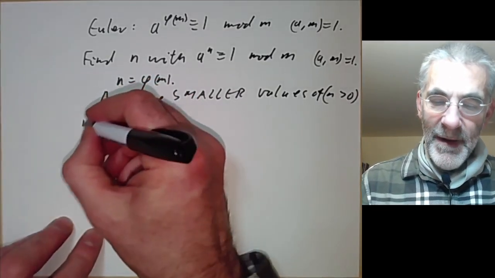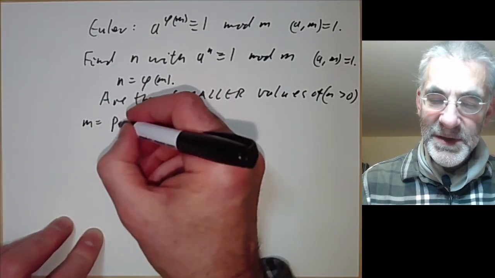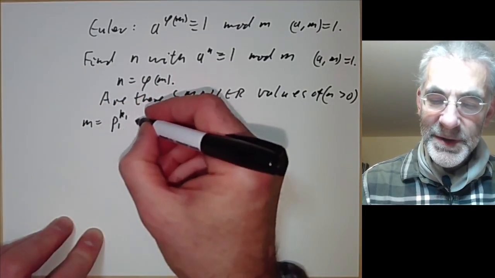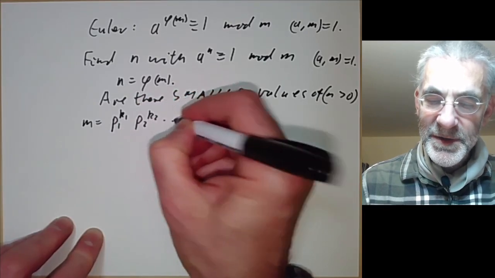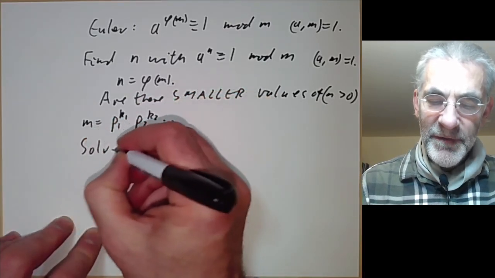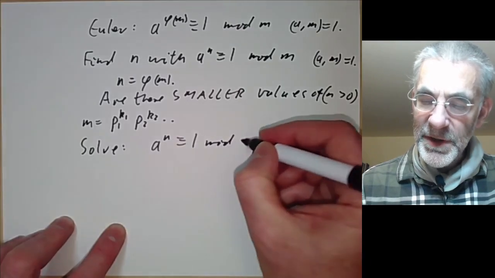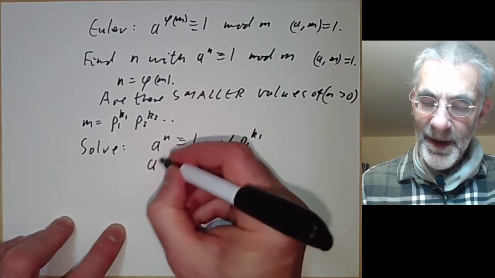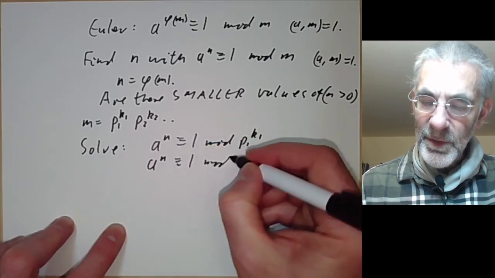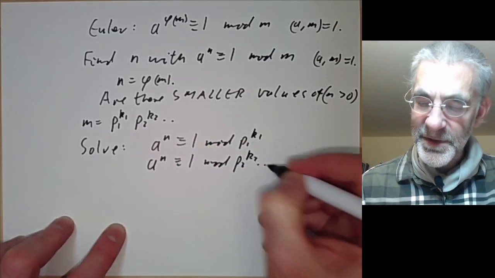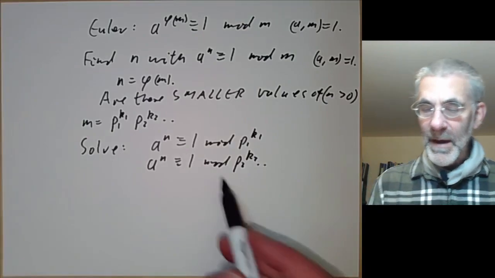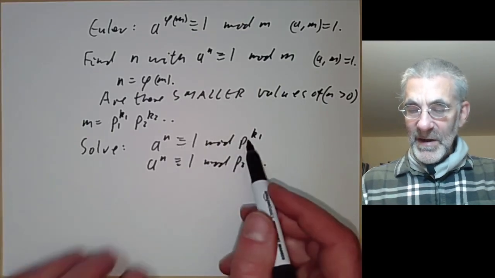Suppose m can be written as a product of primes, so it's p1 to the k1 times p2 to the k2 and so on. Then we want to solve a to the n is congruent to 1 modulo p1 to the k1, a to the n is congruent to 1 modulo p2 to the k2, and so on. And let's think about this.